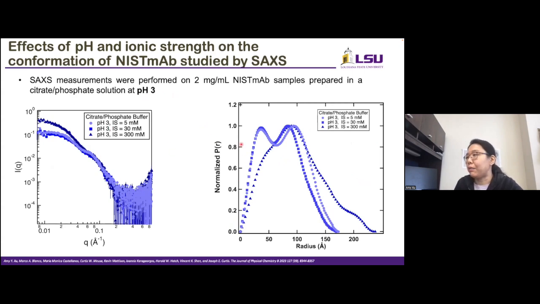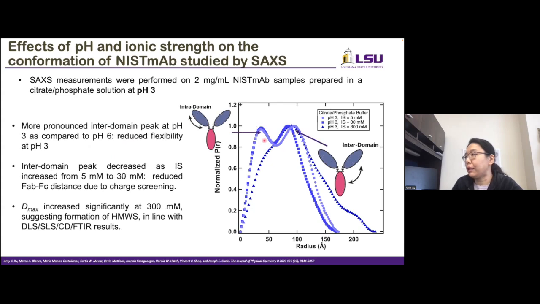And then we do the same thing, perform the PR distribution analysis for the scattering profile. And then we see that at pH 3, at ionic strengths of 5 and 30, there are also two peaks, shown by these circles and squares. And then the intradomain peak in this case has reduced slightly to 35 nanometers, suggesting the size of the Fab and FC domain is slightly smaller as compared to that measured from pH 6.